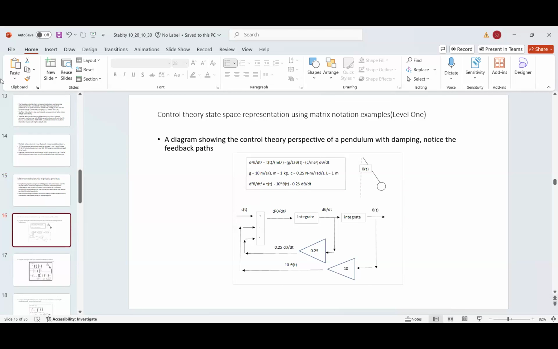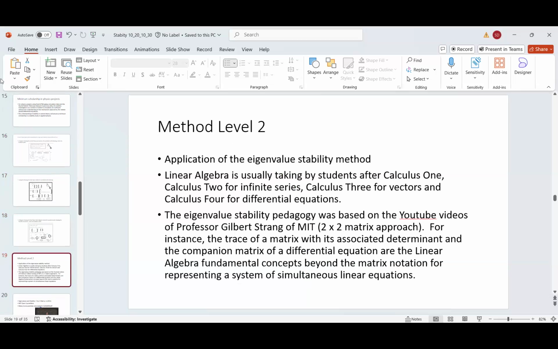And here the control theory in the state space representation using matrix notations with feedback. Let me go back to the other one.